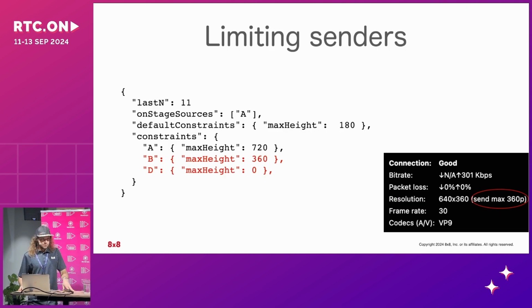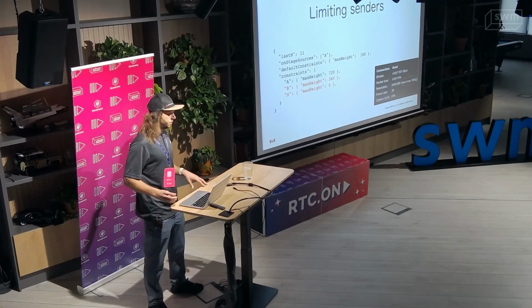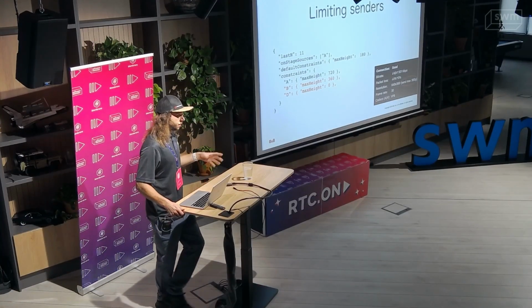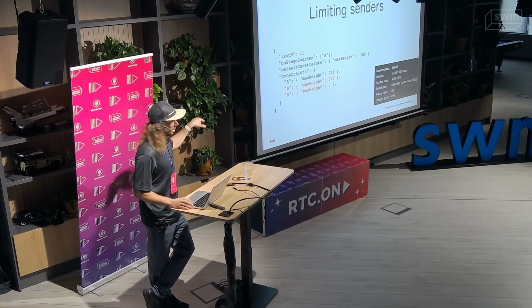The other thing that we use these constraints for is restricting the send side streams. So if for endpoint B no one is requesting more than 360p from it, we're going to tell it to go and scale down so that we're not wasting resources. And it can go all the way down to 0.